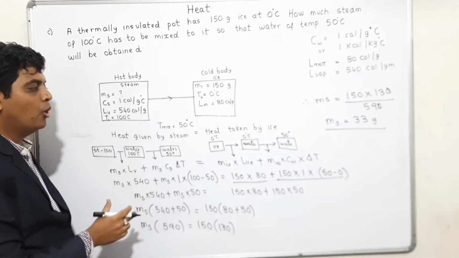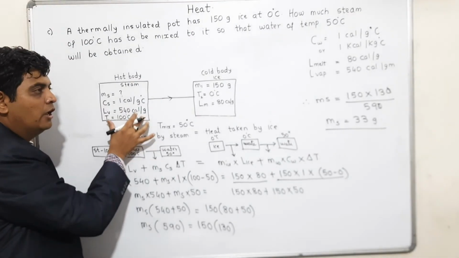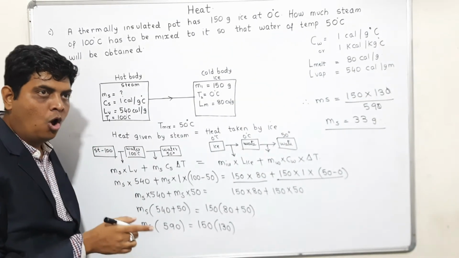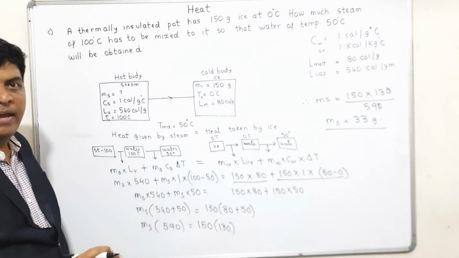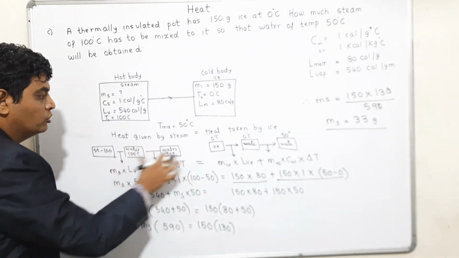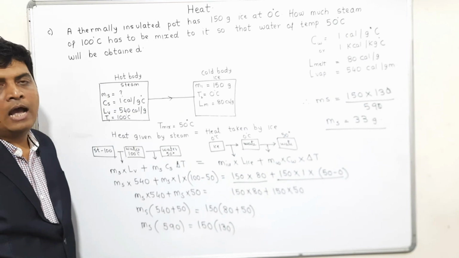Basically, it is very important, right at the start of the sum, you should put it properly and understand whether the substance is going to undergo change of state or whether it is going to be only a rise or fall in temperature. Then whatever heat is given, that amount of heat is taken. You have to use the equation, write the values properly, solve it, and you get the answer. Hope you understood this sum.